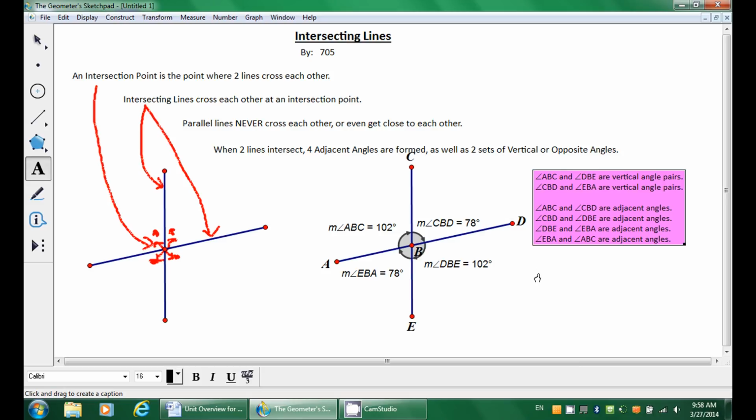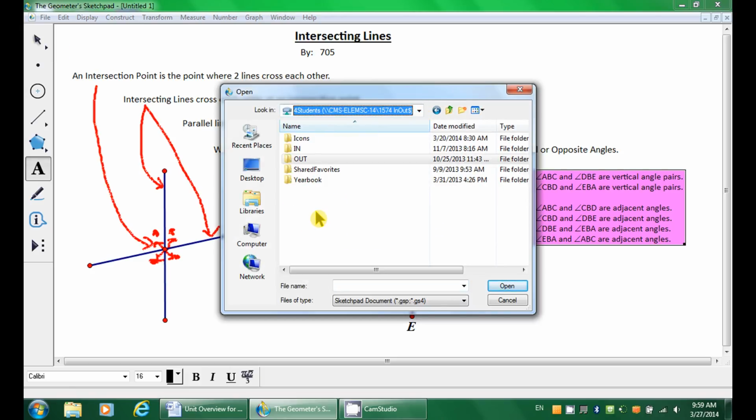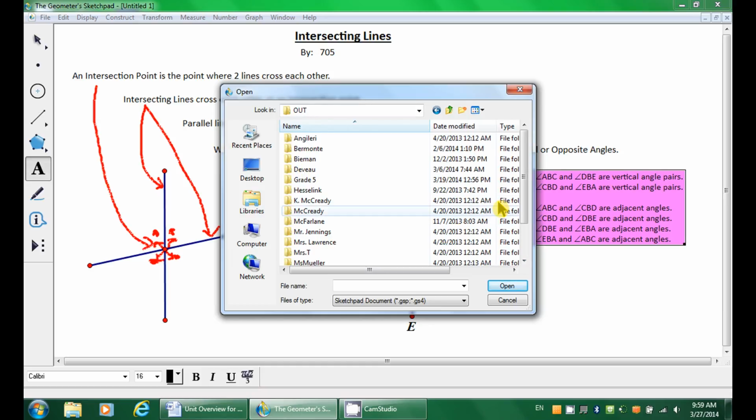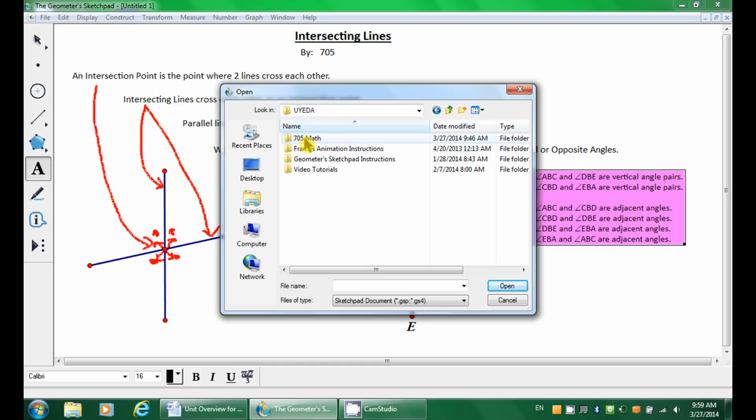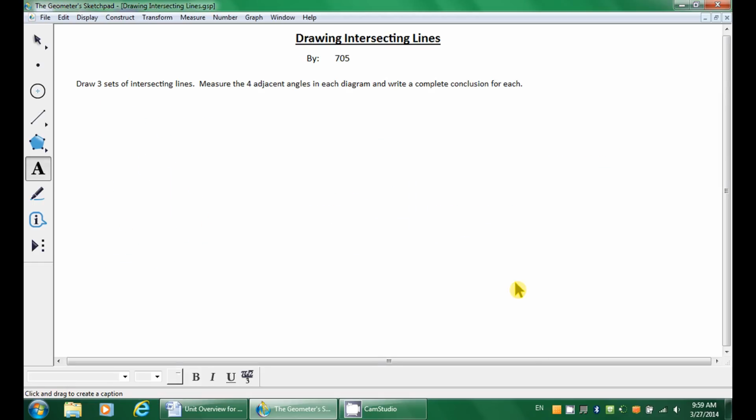Okay. So what I'd like you to do is go to File, Open. You're going to click the down arrow. You're going to go to For Students. You're going to double click Out. You're going to go down to UWADA. You're going to go to 705 Math. And I want you to open the assignment called Drawing Intersecting Lines. Open that up.